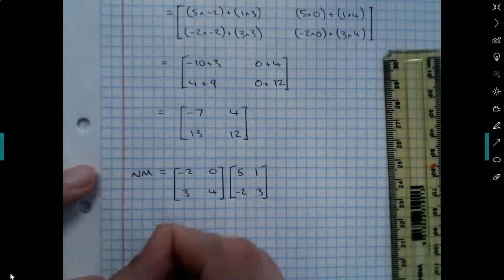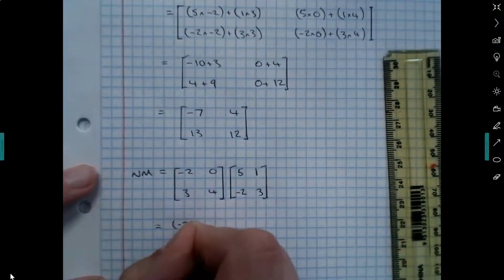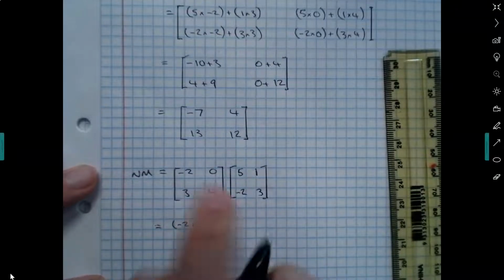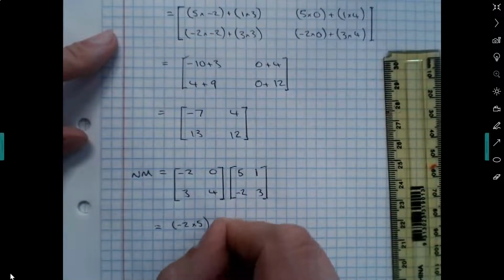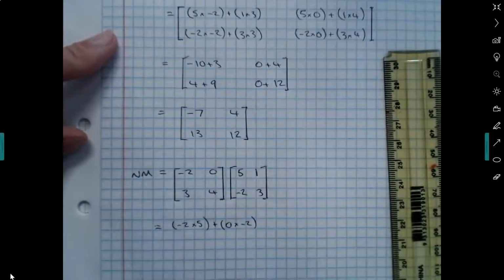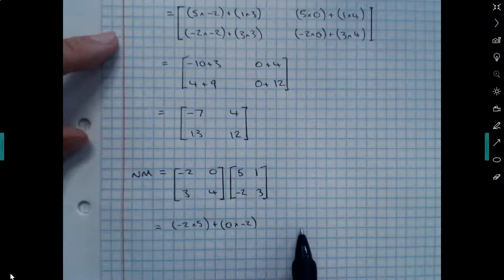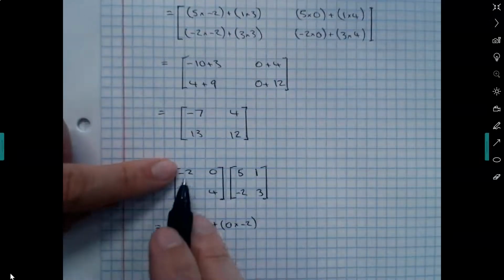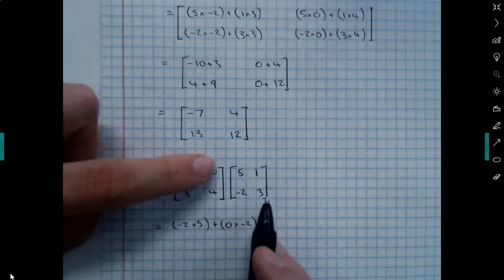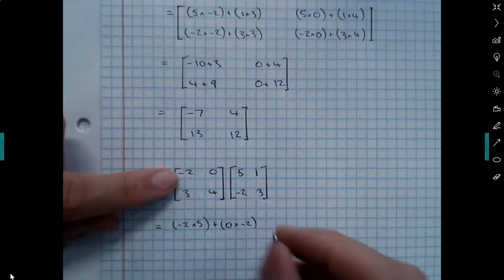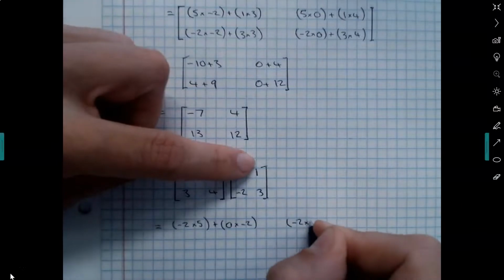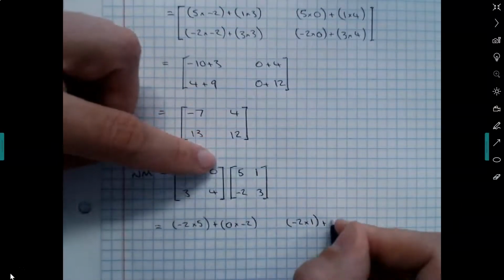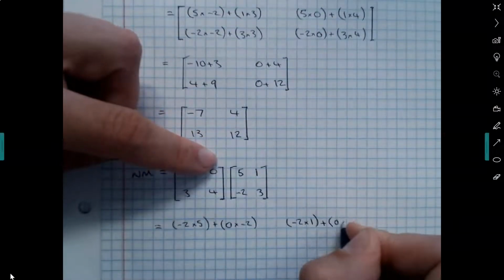Perfect. So -2 times 5 plus, so you went that times that plus that times that. So 0 times -2. Then we go to our next position, -2 times 1 plus 0 times 3.